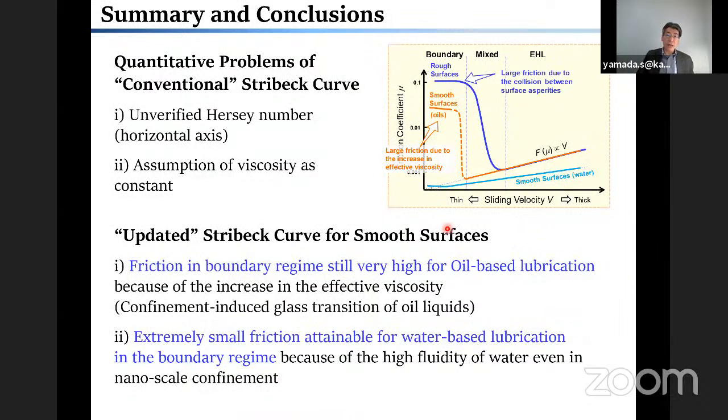Now, today, I described the updated Stribeck curve concept to bridge the gap between biology and tribology, and describe how different behavior is observed for oil-based and water-based lubrication systems.